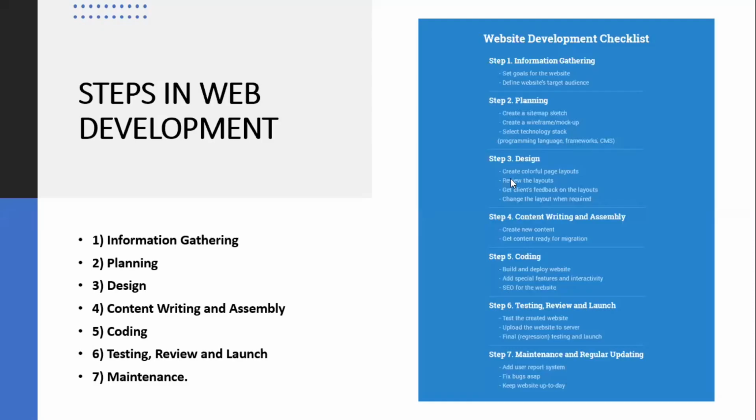Don't forget all the things we have learned today. If you want to do web development, you must do information gathering, planning, you design it, you do content writing and assembly, then you need to have coding experience, either little or large. Then you need to test the website to see how it works on the front end. What we have just done, I showed you the front end of some website, I also showed you the back end of some website, and then you need to do regular maintenance.